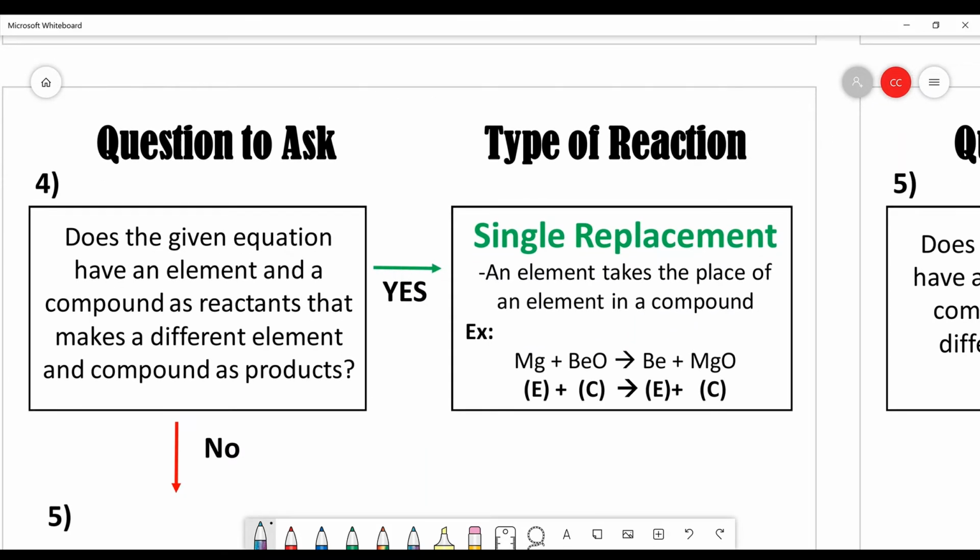Question 4. Does the given equation have an element and a compound as reactants that makes a different element and compound as products? An element takes the place of an element in the compound. So one is being replaced with another. So if you look in this case, the magnesium and the beryllium are just going to switch places. This is single replacement.